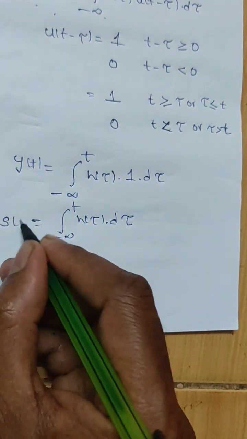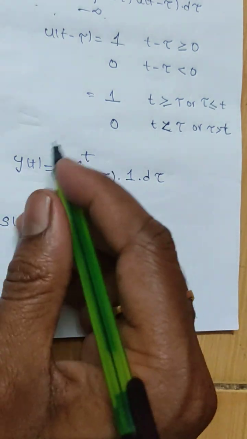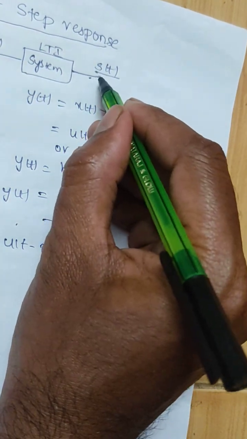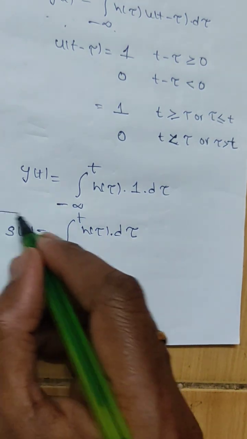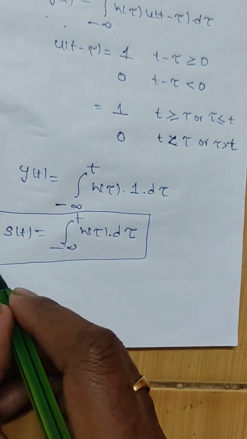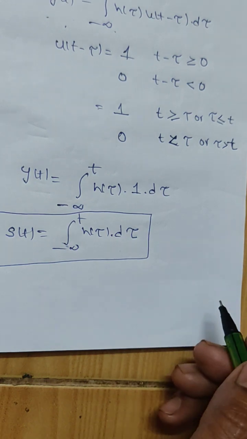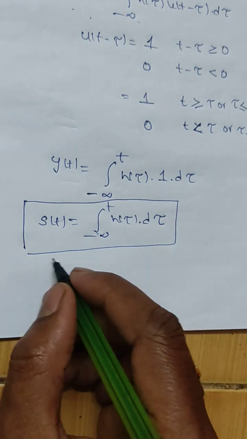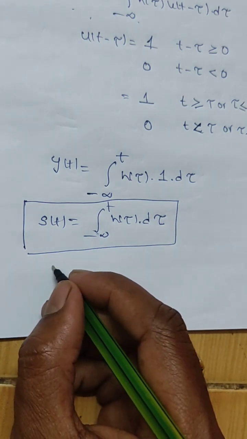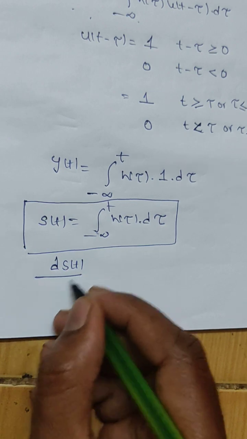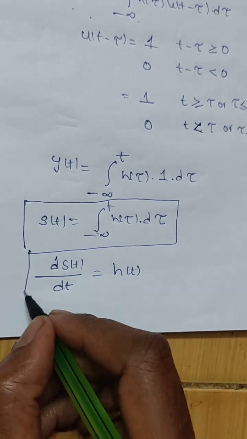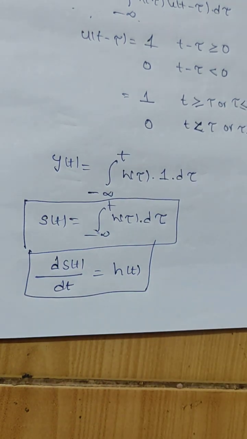Here y of t is now s of t as the output, because we have considered our step response as s of t rather than y of t. So, s of t is equal to the integral from minus infinity to t of h of tau d tau. Or we can also write this relationship by taking the differentiation on both sides with respect to t, so ds of t by dt is equal to h of t. This relation is also a valid relation.